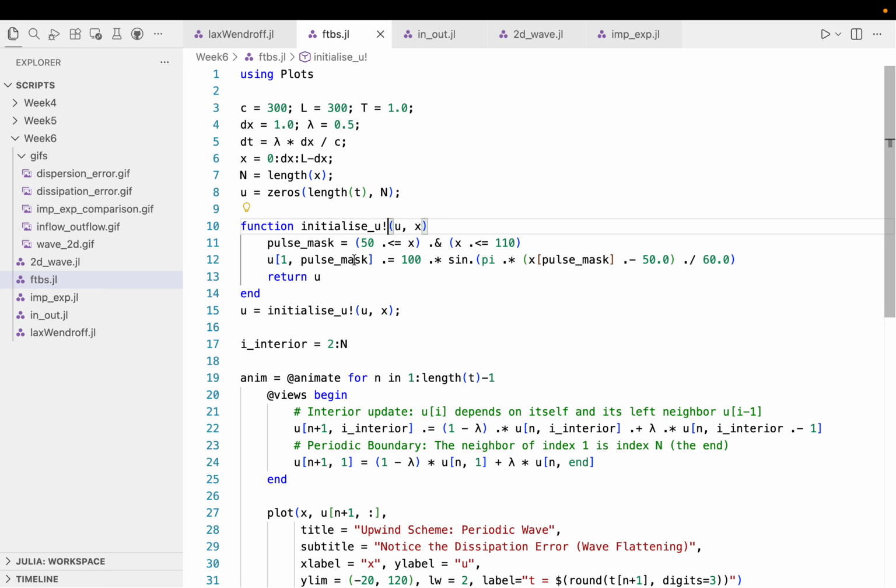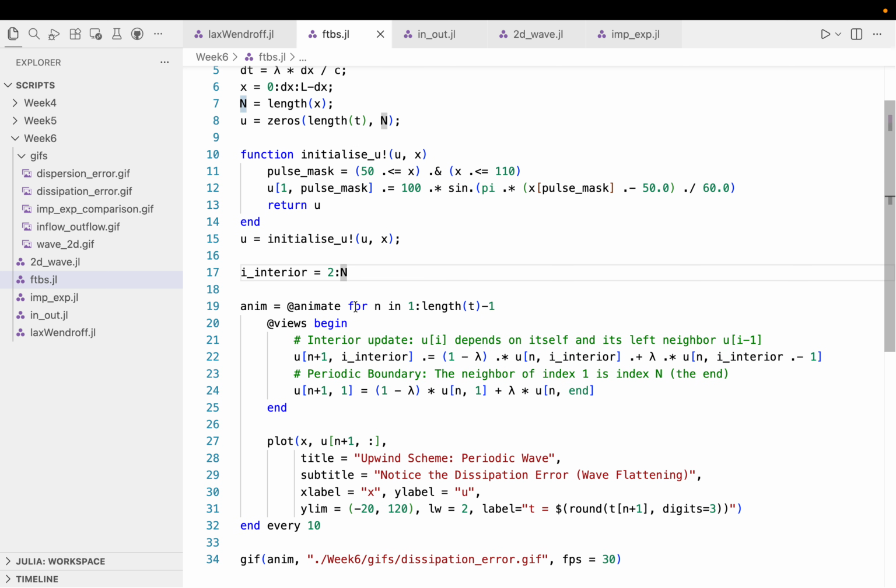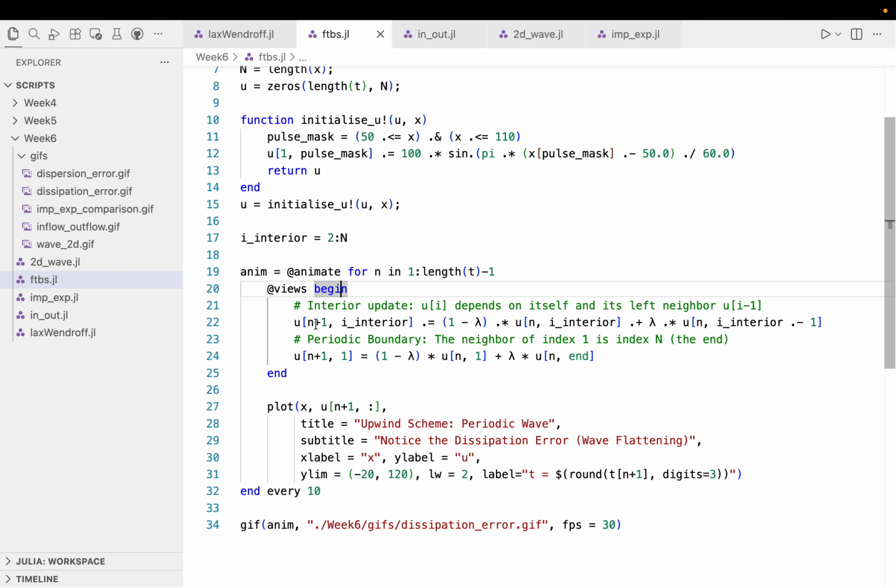So for t equal to 1, we have the profile that is given to us, 100 times sine of pi times (x minus 50) by 60, and then you initialize the u. And we now define the interior grid points, which is from 2 to n. These are all my interior grid points. So ignore these lines for a moment. I'll explain them a little later. But the algorithm scheme is here.